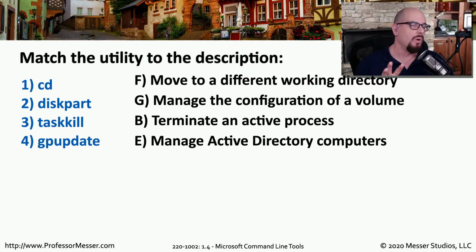So those are the four. CD was move to a different working directory. Diskpart was manage the configuration of a volume. Taskkill terminated an active process. And then gpupdate was manage Active Directory computers. Hopefully you were able to match those up.